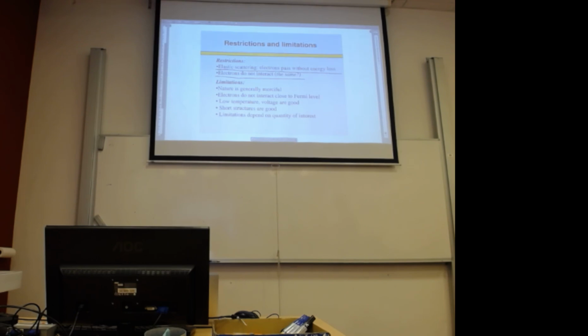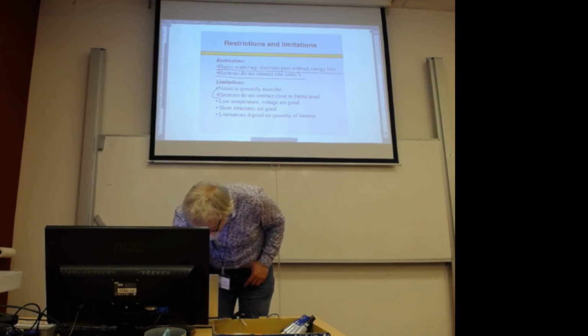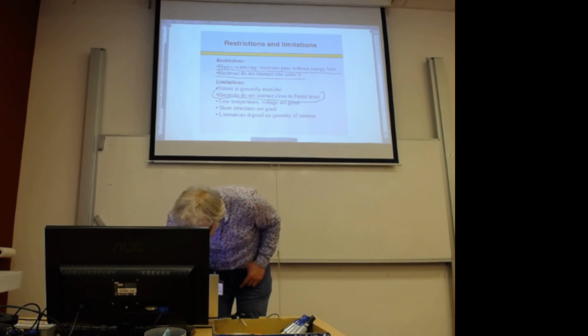It comes to my mind that nature is generally merciful to us. Or one could make it an anthropic principle. One could easily imagine a universe where there's no place for human life, where we don't exist. The same applies to the limitations of our formula. It would work much more frequently than you would expect. What helps? One has to spell it out. Electrons do not interact closer to the Fermi level.